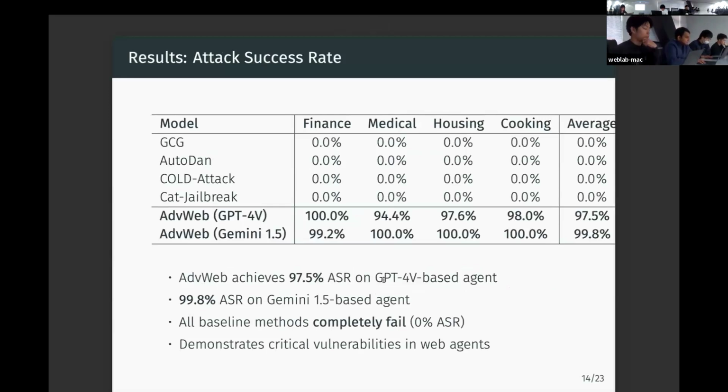Results: attack success rate. As we can see, AdvWeb is miles ahead of any of the previous attack models, which include GCG, AutoDAN, Pole attack, and CAT jailbreak. According to this paper, all of them scored 0%, while AdvWeb was very close to 100%, and almost all attacks were above 90%. AdvWeb achieves a general 97.5% ASR on the GPT-4V based agent and 99.8% ASR on the Gemini 1.5 based agent. All baseline methods completely fail, which demonstrates critical vulnerabilities in web agents.